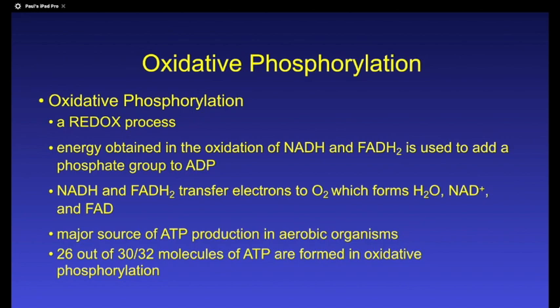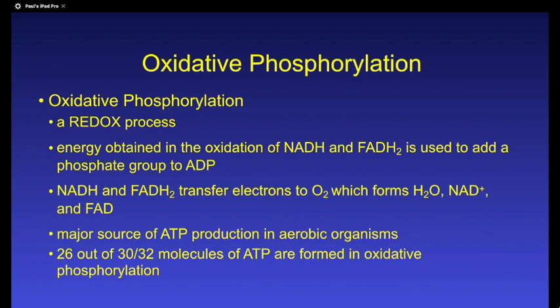And here's where we form water. We're going to throw electrons at oxygen. Oxygen loves to take those electrons. It will become negative, and as it becomes more negative, it will pick up protons until we produce water. Now, this is the major source of where we produce ATPs in aerobic oxidation, meaning that you need oxygen. We have to breathe that in. We're going to make 26 out of the maximum number of ATP molecules that we can make.